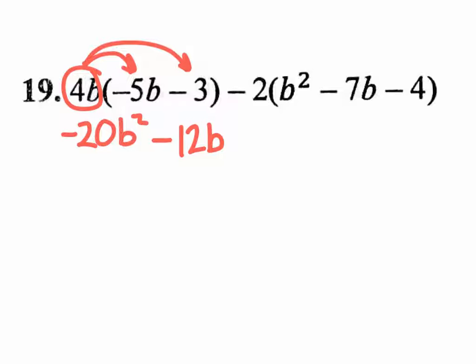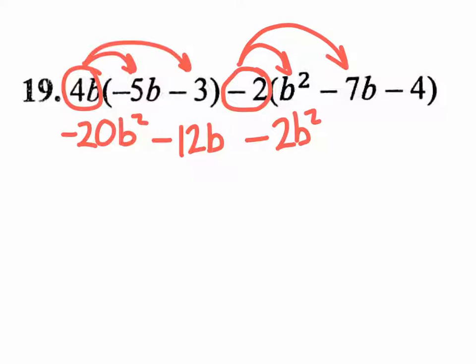And now we're going to distribute the negative 2. Notice that I'm calling it a negative 2 instead of a minus 2. I want to include the negative sign. That way we don't have to worry about it later. Negative 2 times b squared, that'll give me a negative 2b squared. And then negative 2 times negative 7b, that'll be a positive what? 14b. And last but not least, negative 2 times negative 4, what do we get? Positive 8.